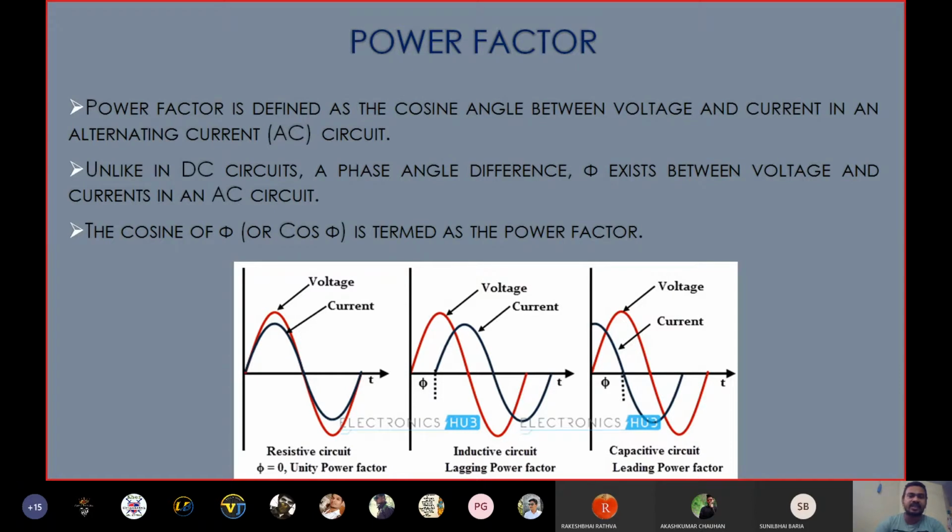In electrical engineering we have a resistive circuit, inductive circuit, and capacitive circuit. In a resistive circuit, the phase angle is zero, so the power factor is unity. In an inductive circuit, the current lags behind the voltage by angle phi, so the power factor is lagging. In a capacitive circuit, current leads the voltage by angle phi, and the power factor is leading. So these are the three types of circuit, as well as the three types of power factor: unity power factor, lagging power factor, and leading power factor.